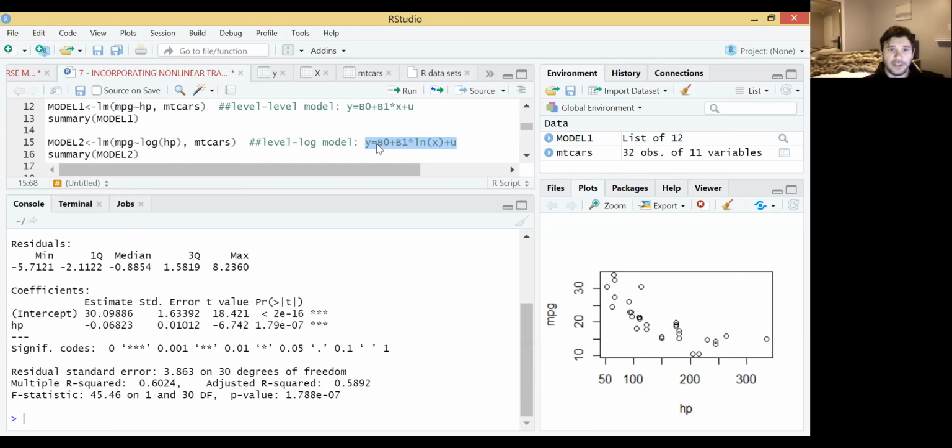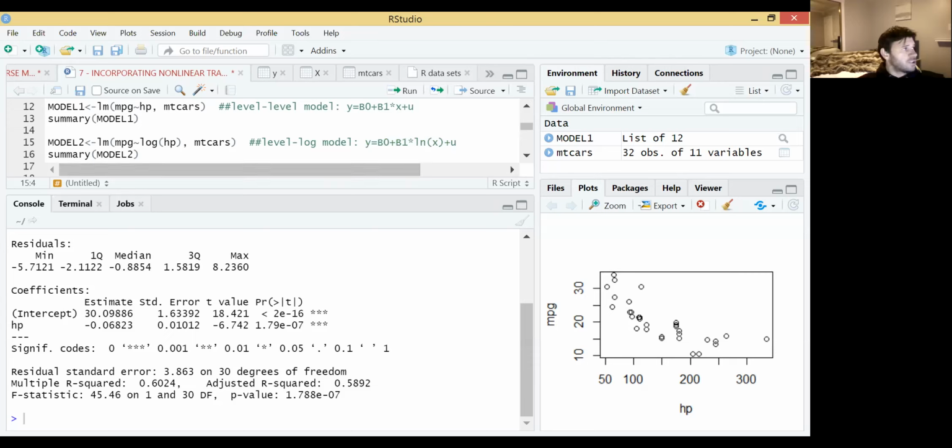All right, so in the level model, we were looking at a unit change in x, but now in the level log model in the second line, now that we have the log of x, we're going to be thinking about the percent change in x and how that affects a change in y. And we want to be careful about how to interpret this.